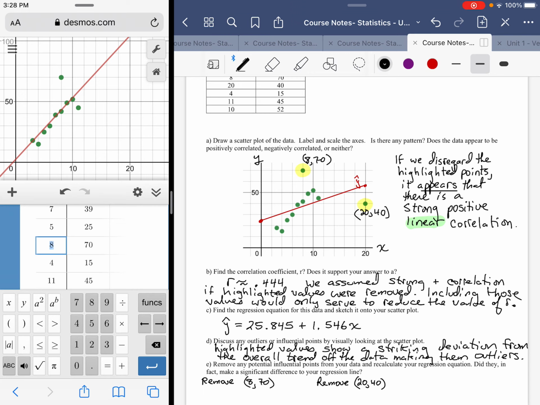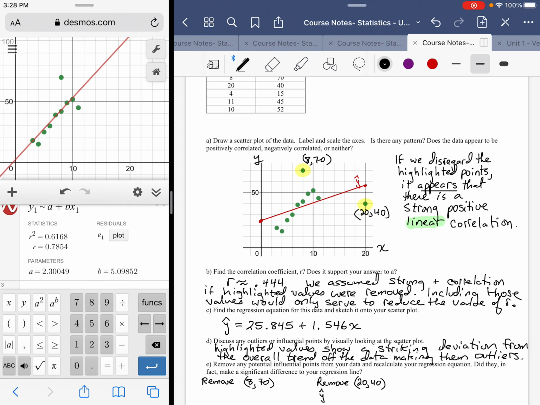So I just removed the 2040. Why did I remove that one first? It's the first one I saw. There's no rhyme or reason other than that. So y hat, when I remove that, is now 2.3-ish plus 5.0985.